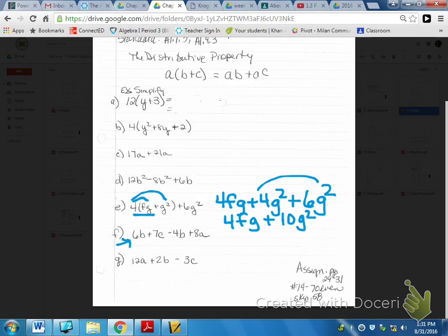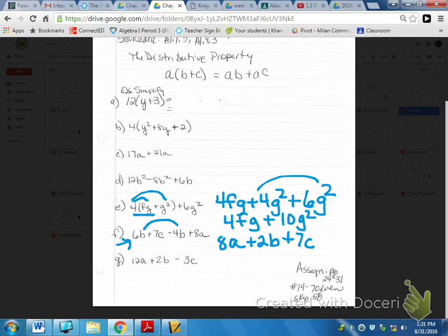Alright, there's no distributive here, but we're going to combine like terms, and what I'd like for you to do is put those in alphabetical order. So this would really be 8a. You're combining 6b and negative 4b for positive 2b, plus 7c. That way it's in more standard form, you only have one of each letter, and you would be done.